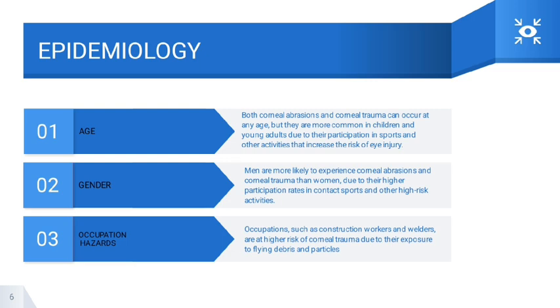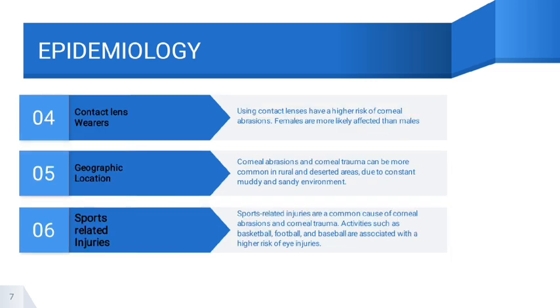Geographic locations. Corneal abrasions and corneal trauma can be more common in rural and desert areas due to the constant muddy and sandy environment. And some sports related injuries. Sports-related injuries are common in corneal abrasions and corneal trauma. Sports such as basketball, football, and baseball are the most common, higher risk.